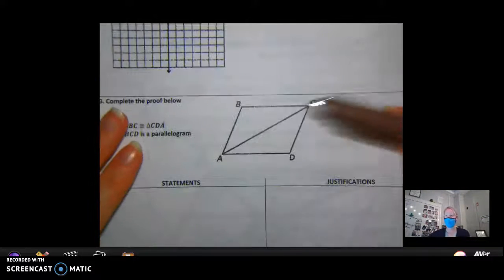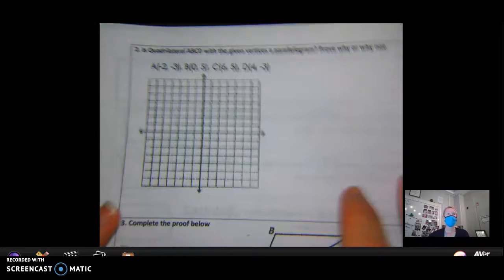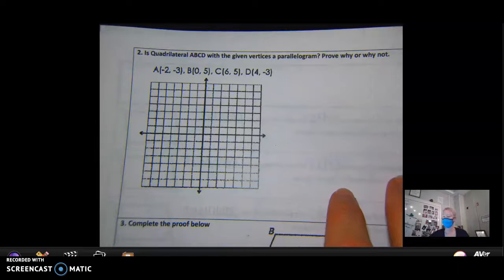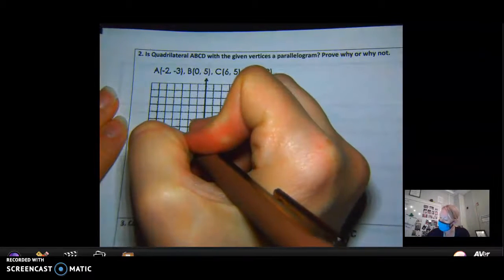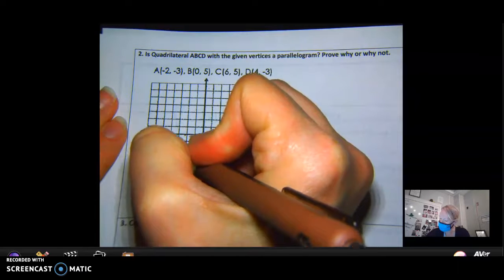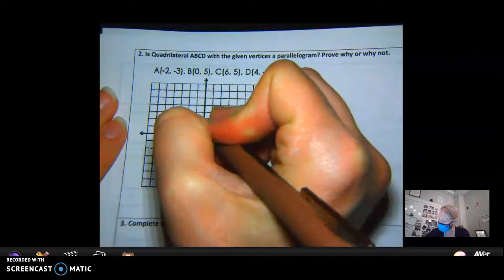Let's go ahead and plot those points and label each of those points real quick. Back to down 3. I guess I won't read this so that you can do it on your own.